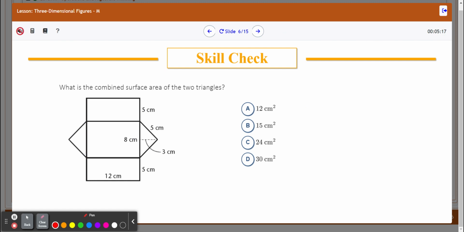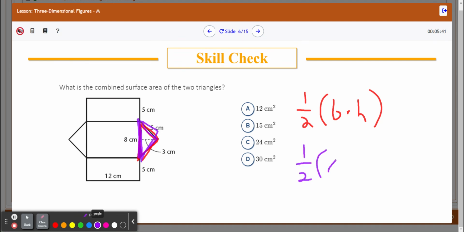This question asks, what is the combined surface area of the two triangles? Well, I don't need the whole thing. I just need the two triangles. If you remember the area formula for a triangle, it's 1/2 base times height. If I'm just looking at this triangle, my base is 8. So 1/2 times 8 times, and what's my height? Well, this 3 right here is my height. Here's my base, here's my height. So the height is 3.